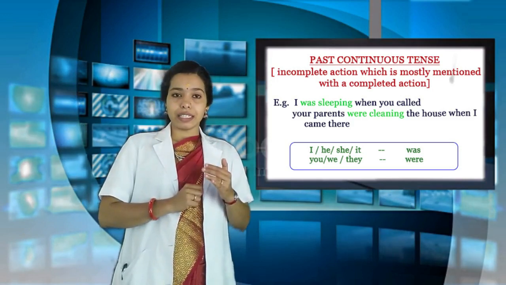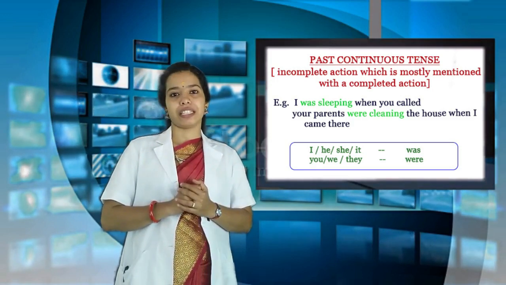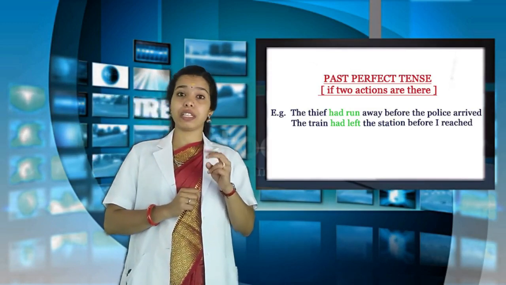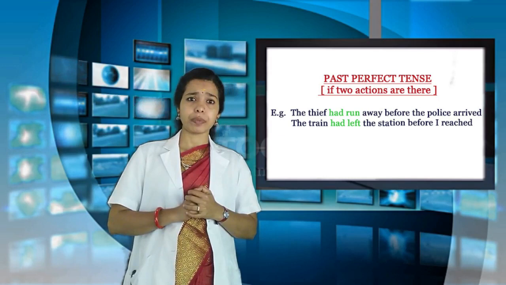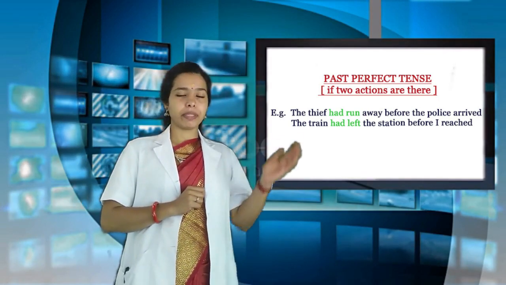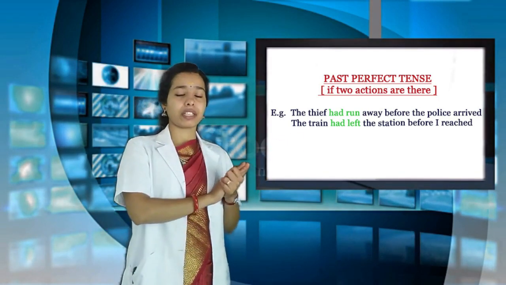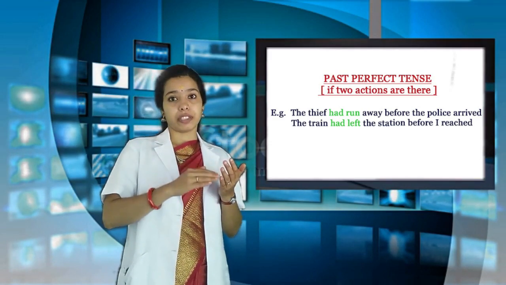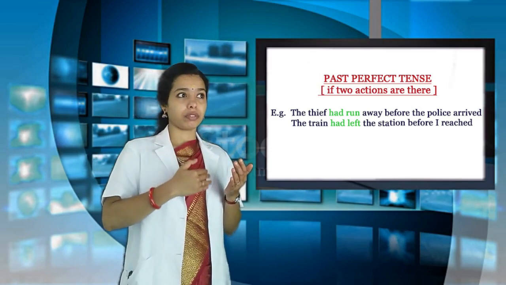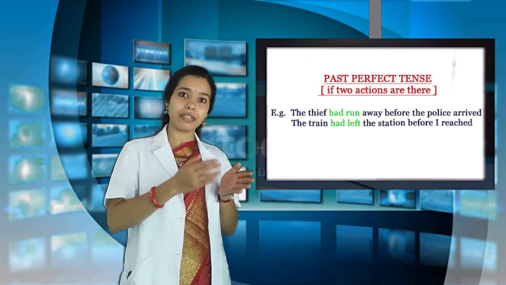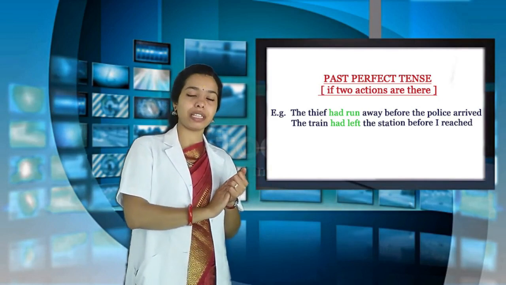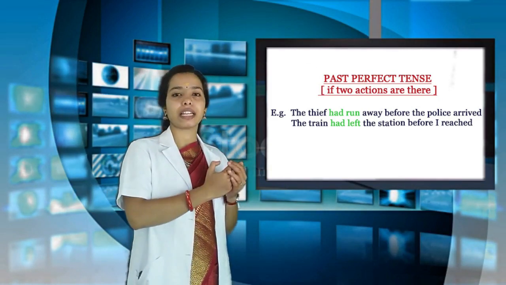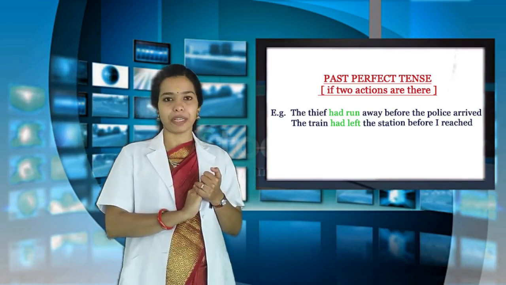Now the next tense is past perfect tense. Past perfect tense is used in sentences in which we denote two past actions. Both will be actions in the past, but the action which was completed first, that we will denote using past perfect, and then the second action we will denote using simple past tense.